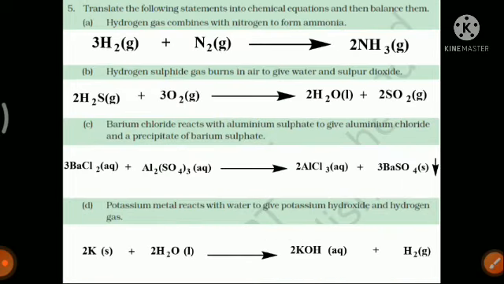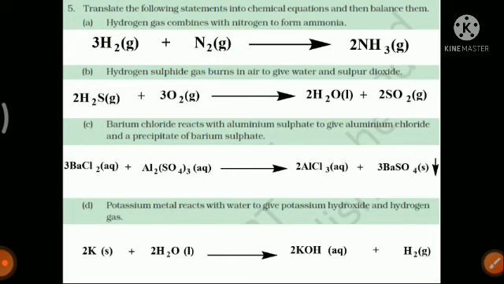Next, this is a very common exam question: translate the statement into a chemical equation. So that means there is a chemical reaction going on, and they have written it in words, and now we just have to write it in the form of a chemical equation. Hydrogen gas combines with nitrogen to form ammonia. So simple, hydrogen gas is reacting with nitrogen and we are getting ammonia. We have to know the formulas of hydrogen, nitrogen and ammonia, and then balance them. And hydrogen, nitrogen and ammonia, all three will exist in the gaseous state.